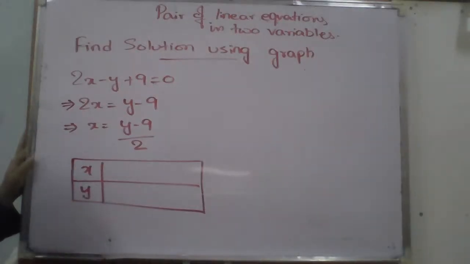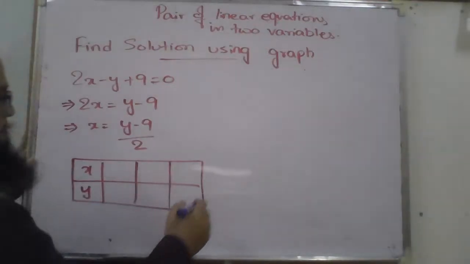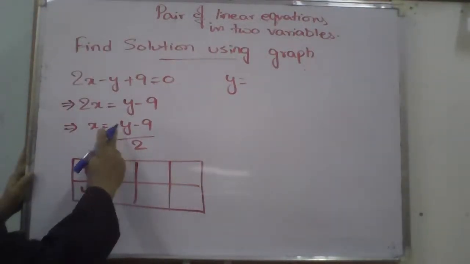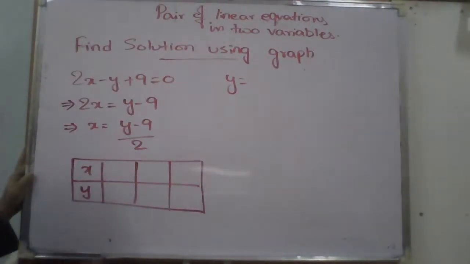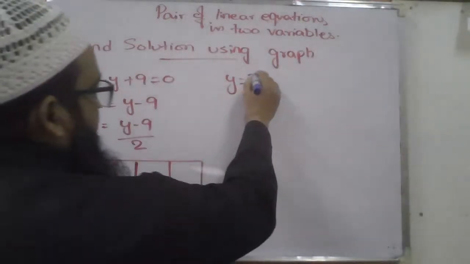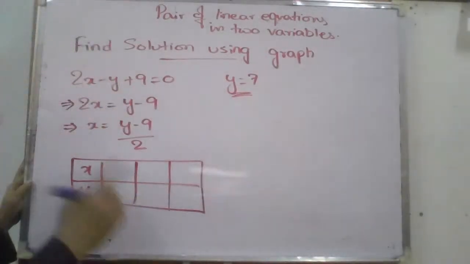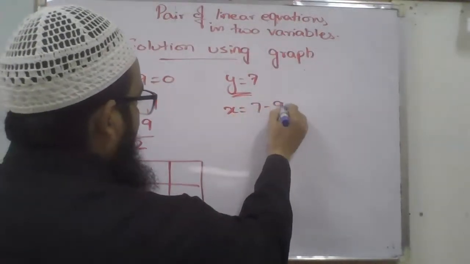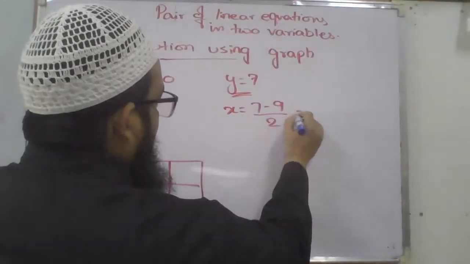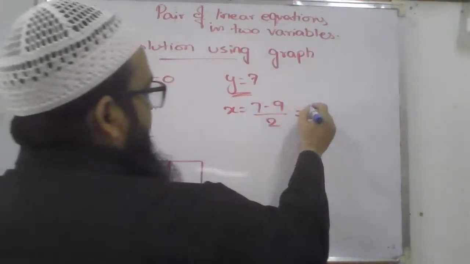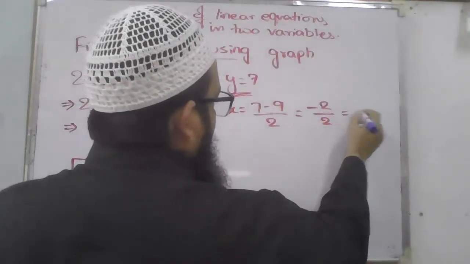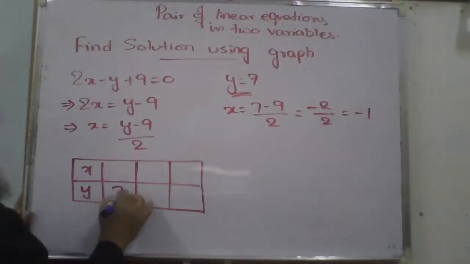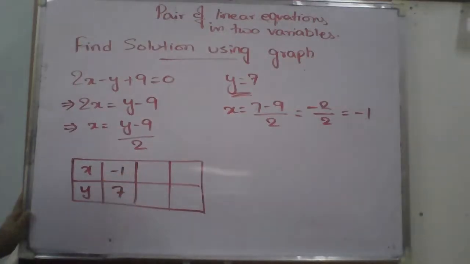So now let us take values of x and y. Let y be, it should be the multiples of 2, right? So let us take y is equal to 7, because already we have taken y is equal to 7. Substitute y is equal to 7: x is equal to (7 minus 9) divided by 2, that equals, what is 7 minus 9? Minus 2 divided by 2, that is equal to minus 1. So when y is equal to 7, x is equal to minus 1.